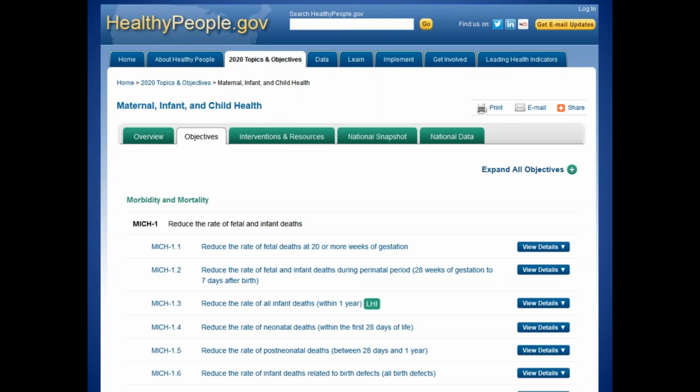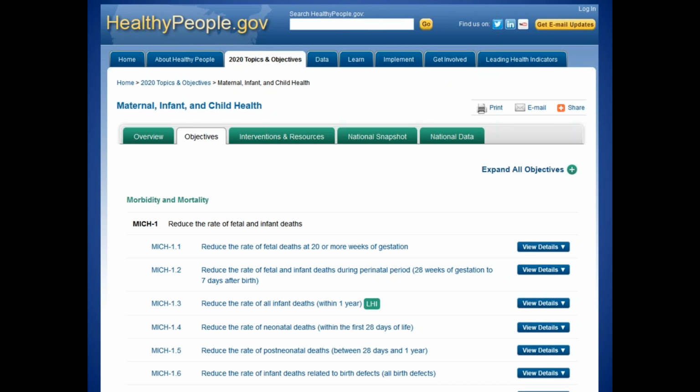In this, what we've got is a goal that in maternal, infant, and child health, we have a goal to reduce the rate of fetal and infant deaths in the United States. And that would be over the time period of the next decade. It doesn't detail in any way the measure of what the reduction is. But when we look at the objectives, they're much more specific.